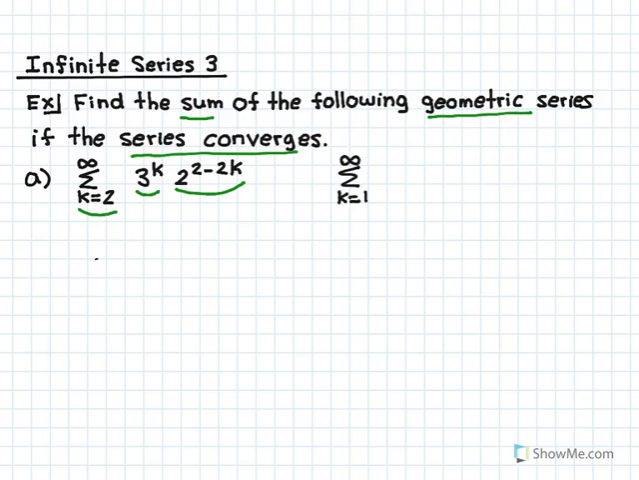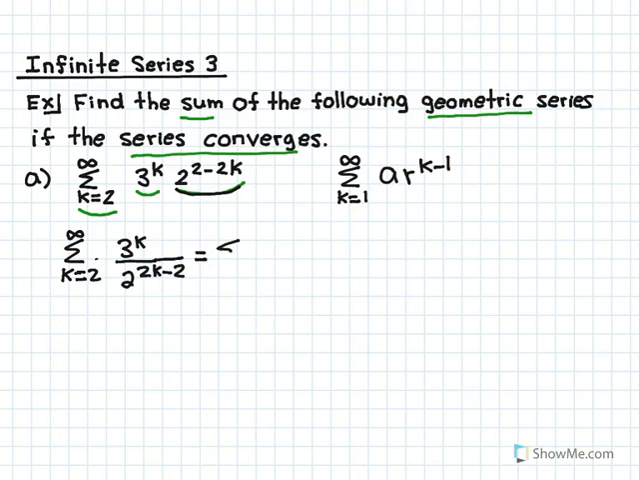This is the infinite geometric series pattern, a times r to the k minus 1, where a is the first term and r is the common ratio. So we have the summation, k goes from 2 to infinity, 3 to the k. We can put the 2 part into the denominator and just multiply the exponent by -1. So we get 2 to the power of 2k minus 2.